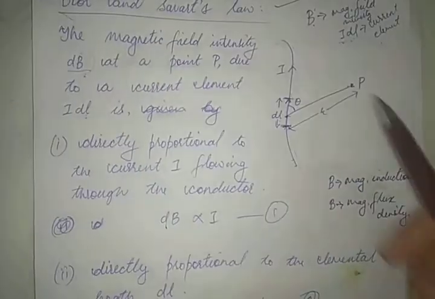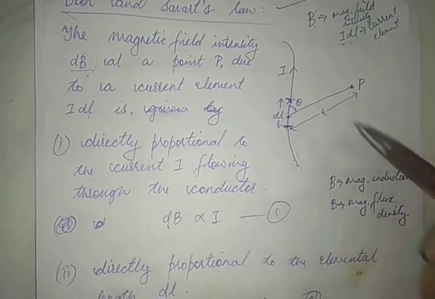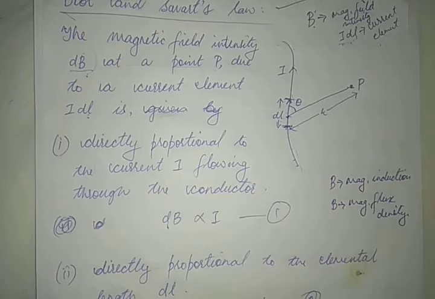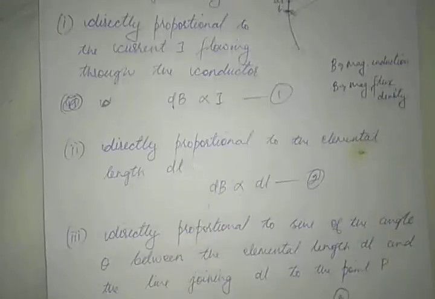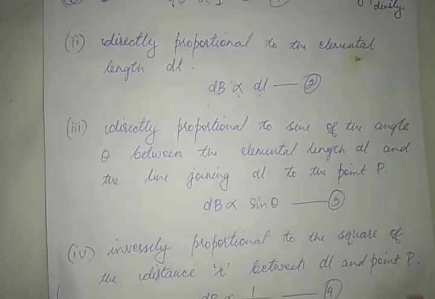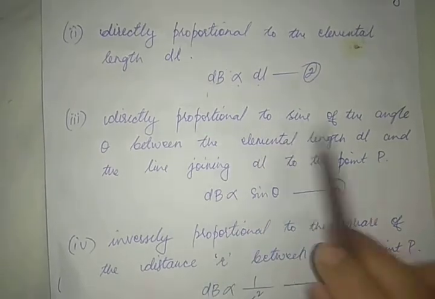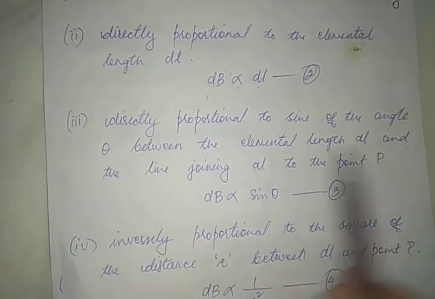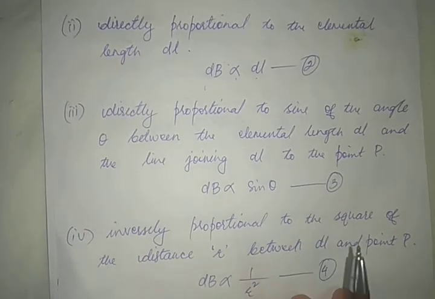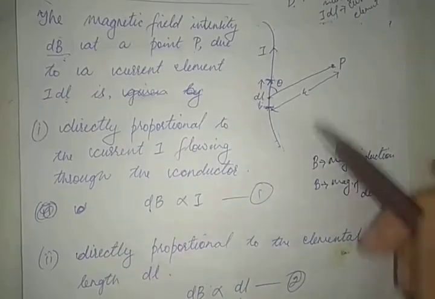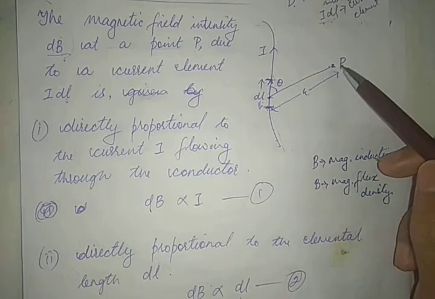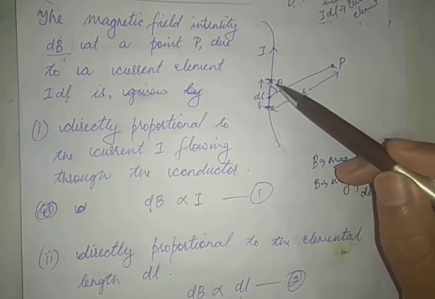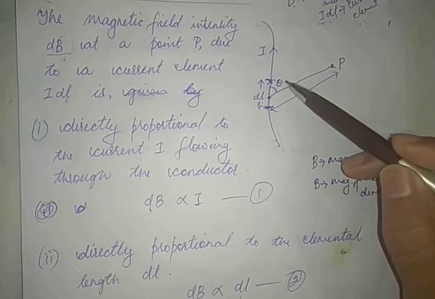That is, greater the length dl, more will be the magnetic field intensity. Smaller dl, smaller magnetic field intensity. No dl, no magnetic field intensity, of course. Number 3, directly proportional to the sine of the angle theta between the elemental length dl and the line joining dl to the point P. So dB is directly proportional to sine of this angle theta.